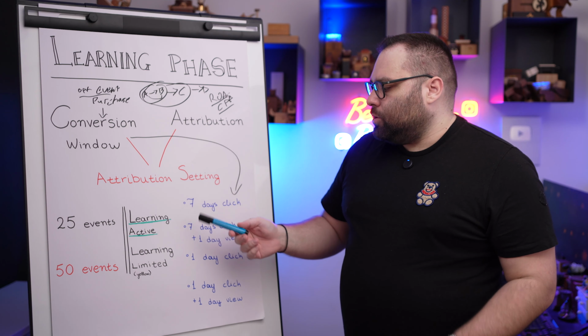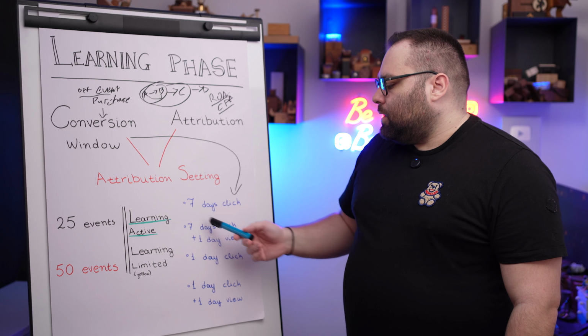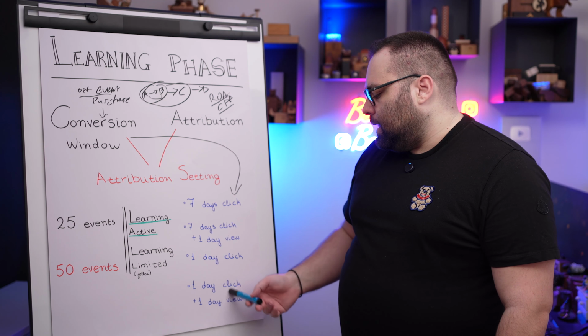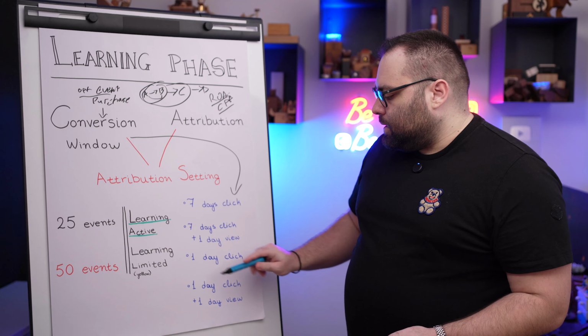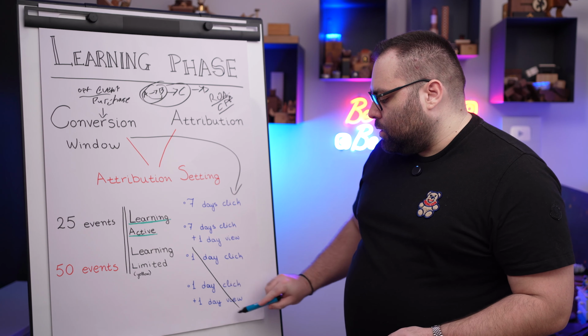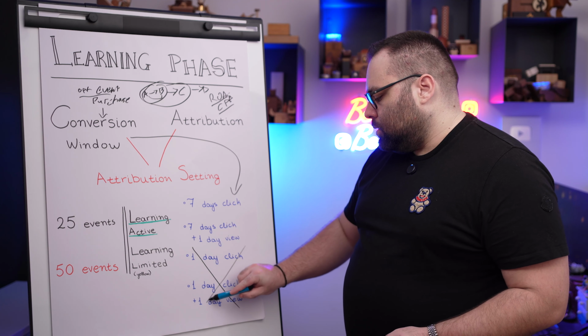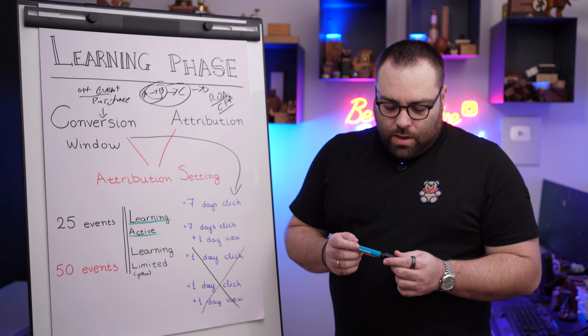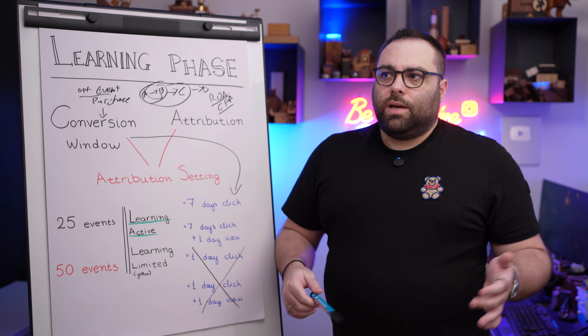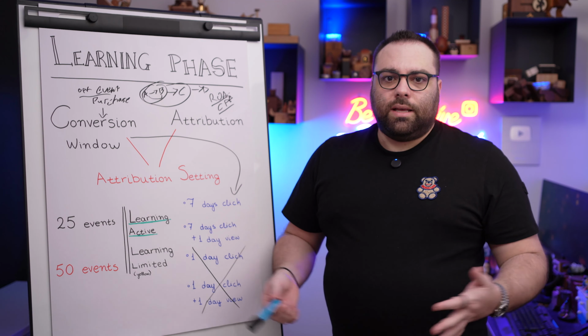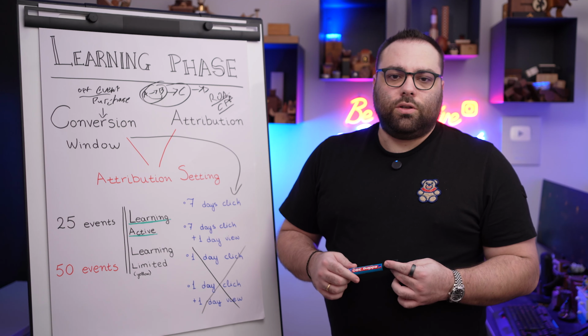And we have several options that we can use. 7 days click, 7 days click 1 day view, 1 day click, 1 day click 1 day view. Of course, I must say that after iOS, I stopped using these two. I'm not using them anymore. Why? Because after iOS, we are starving for data. We need more data in order for us to continue to optimize.